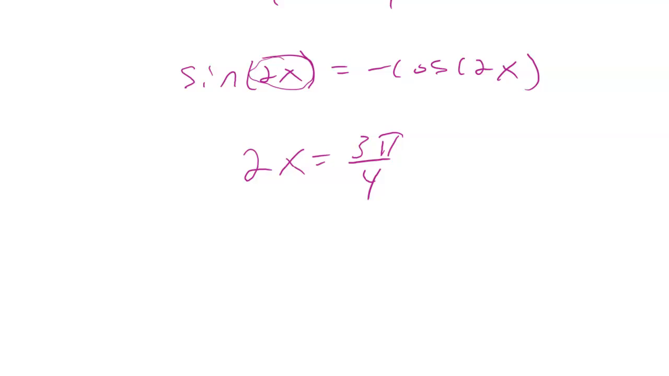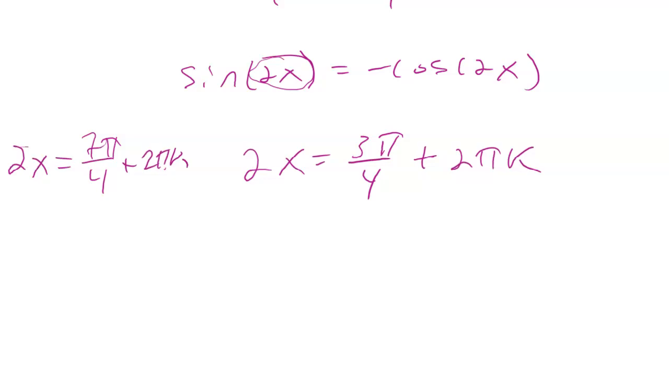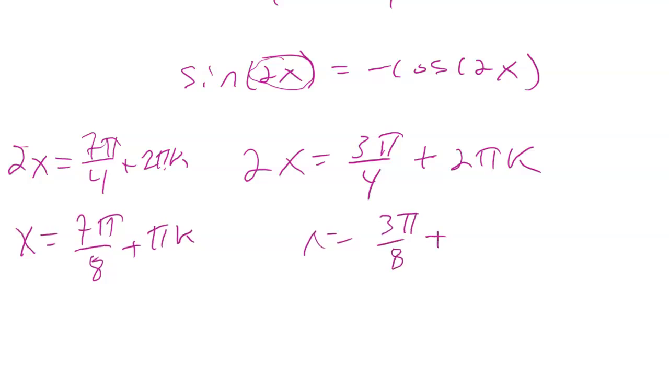Now, sine of 3 pi over 4 is positive rad 2 over 2. Cosine of 3 pi over 4 is negative rad 2 over 2. And so those are exactly opposite. And this is going to happen plus 2 pi k. This is also going to happen at 2x is equal to, they would also be opposite in the fourth quadrant, which is 7 pi over 4 plus 2 pi k. And then we just solve for x. x is equal to 7 pi over 8 plus pi k, and x is equal to 3 pi over 8 plus pi k.